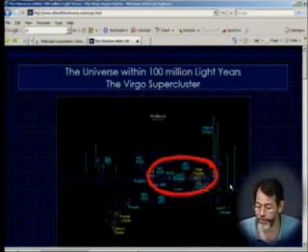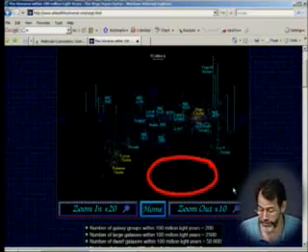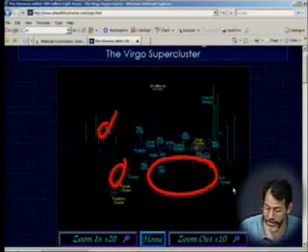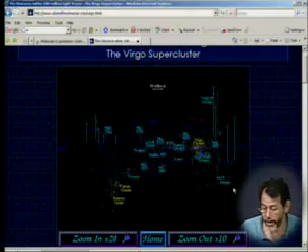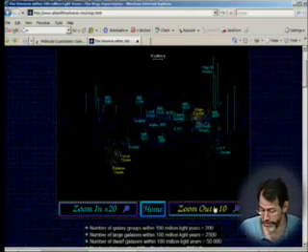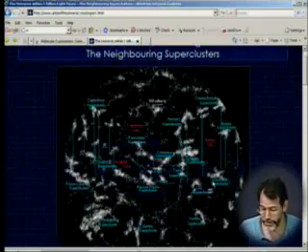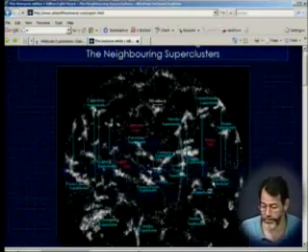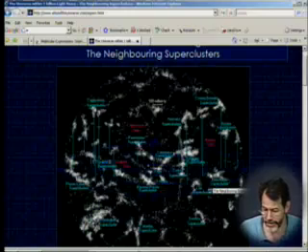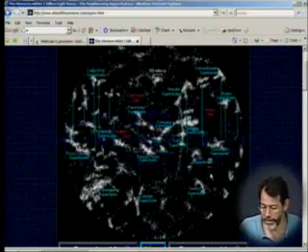But even bigger than the Virgo cluster is the Virgo supercluster that has lots of other groups around it. And also other clusters. So zooming out here, we see the neighboring superclusters. This is one, what does it say? Within 1 billion light years.